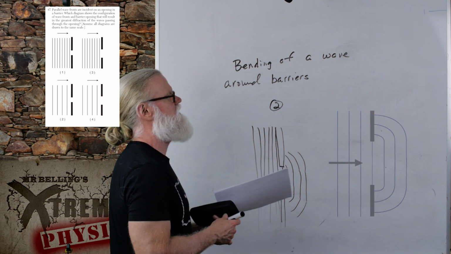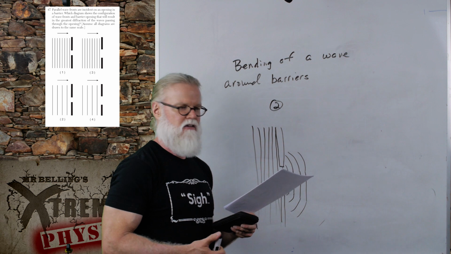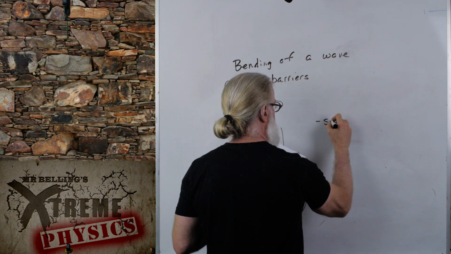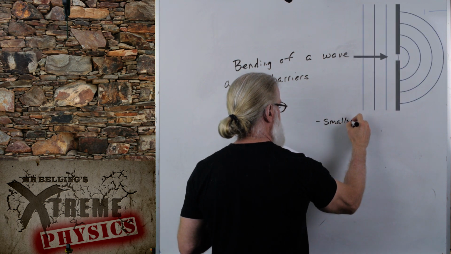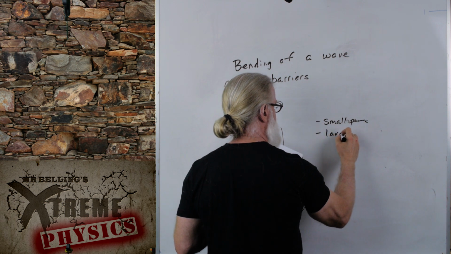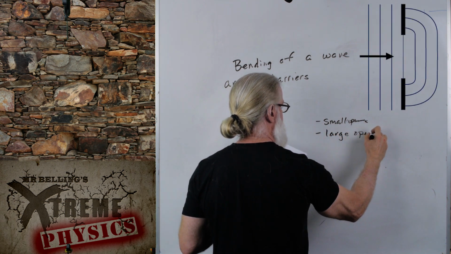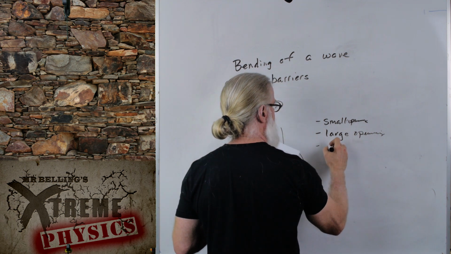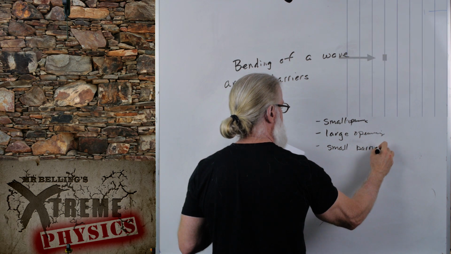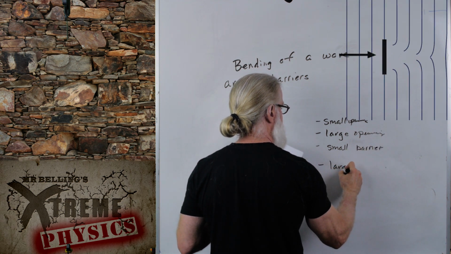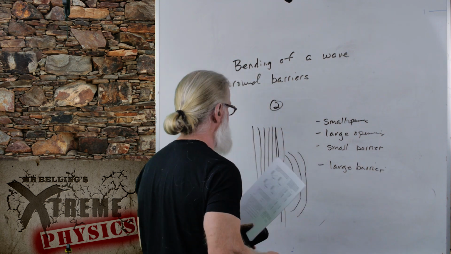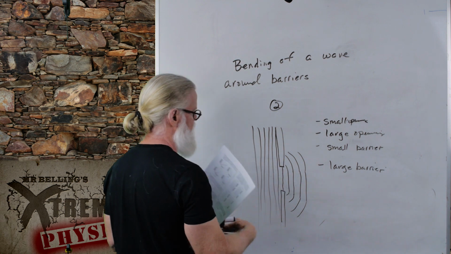All right. So anyways, know how to draw your diffraction patterns. There's 4 of them. You have something going through a small opening, large opening, a small barrier, and a large barrier. Make sure you can do that. This is a large opening.